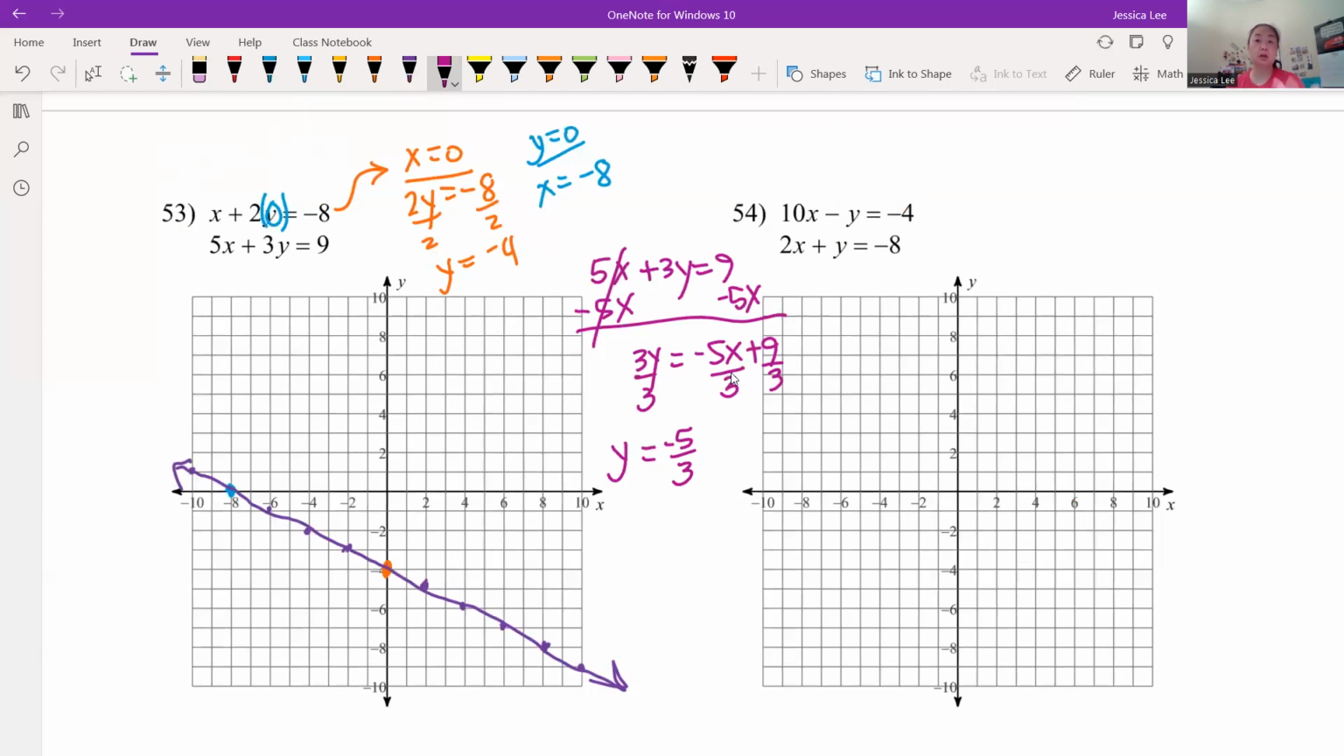A lot of people freak out here because they're like, ooh, 3 doesn't go into 5 evenly. That's fine. We don't mind fractions. We've dealt with fractions before, right? 9 divided by 3 is 3. So again, our y-intercept is going to be at 3.